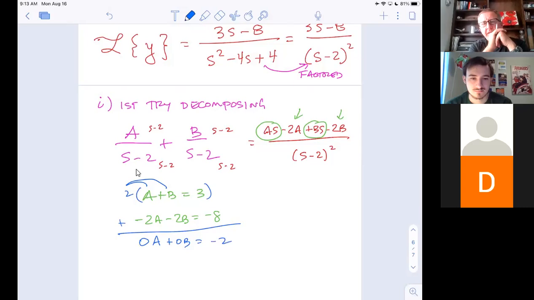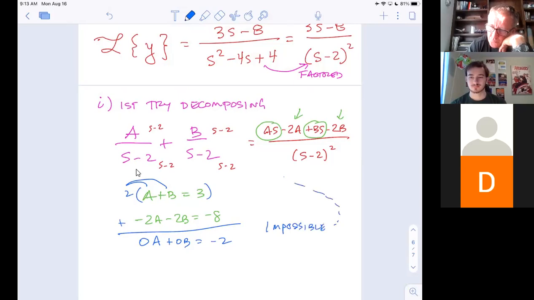So unfortunately, when I put those together, I didn't get an equation, which basically means I don't know what to do. More importantly, it doesn't matter what a and b are, you're not going to get them to be negative 2. Does that make sense? Pick a and b to be anything you want, since they're both multiplied by 0. So this is impossible. Conclusion, bad guess. Your guess is bad.